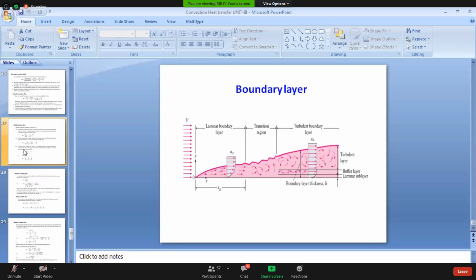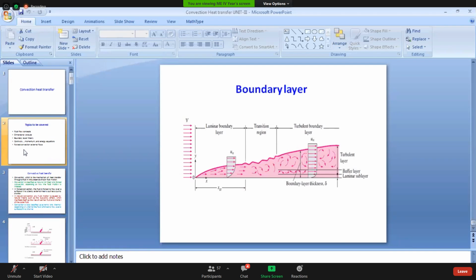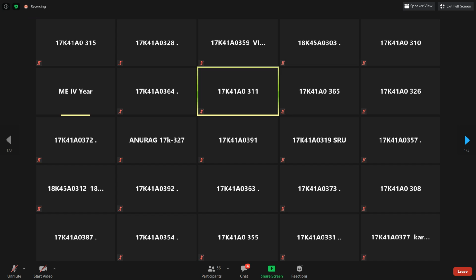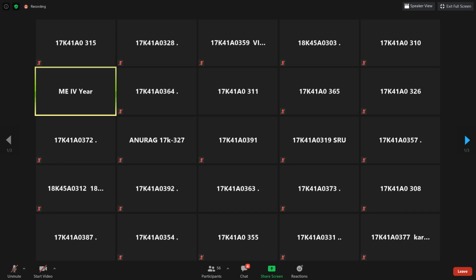Any questions so far? Students? Yes? Respond, yes or no, so that I can move to the usage of the data book. Are you there, students? Yes, sir.